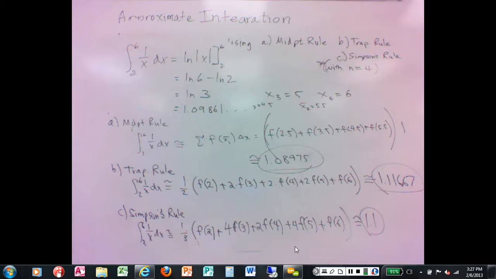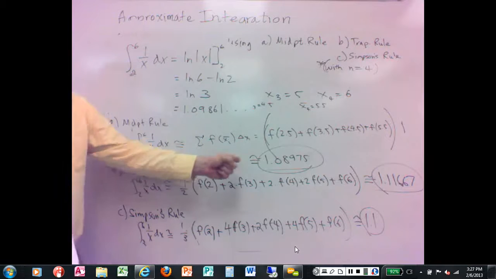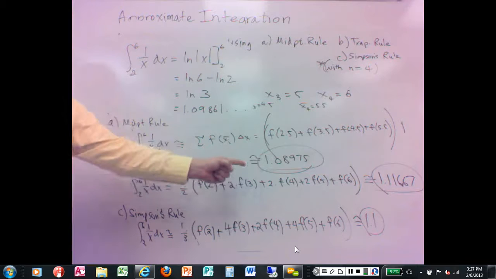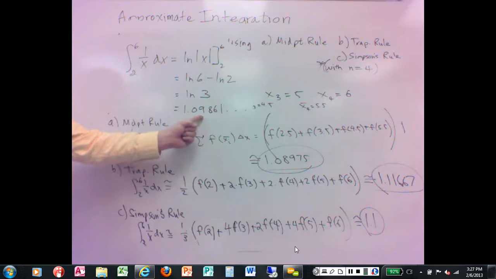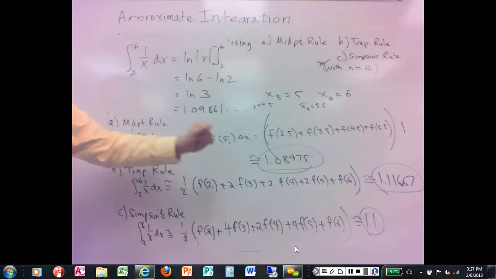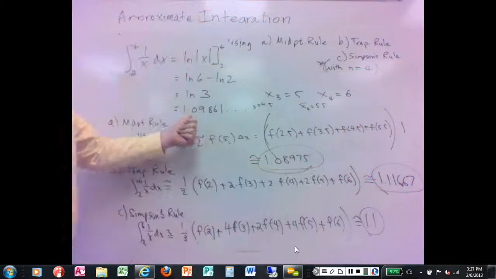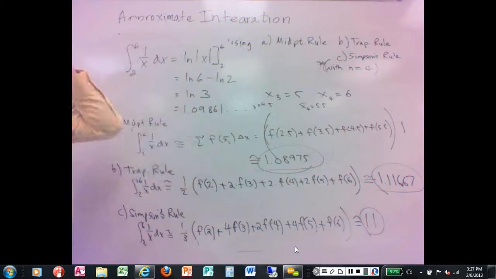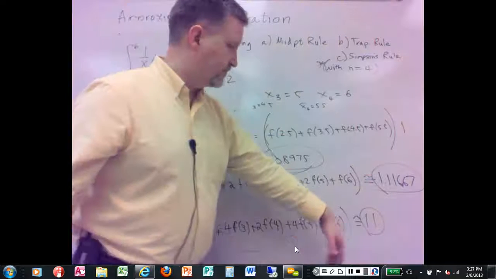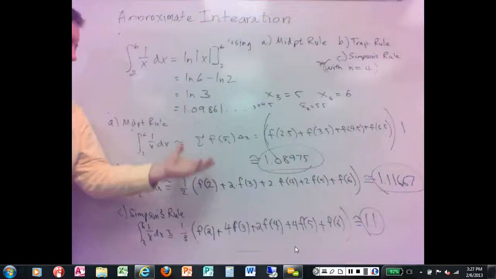So even with just 4 subintervals, I'm getting pretty close. Midpoint, that's still pretty good, isn't it? 1.089, so it's off by 0.009. This is off by a little over, maybe 2, but 0.02. But we're talking hundredths. Hundredths off is all we're talking about.